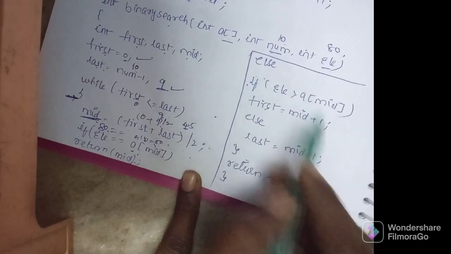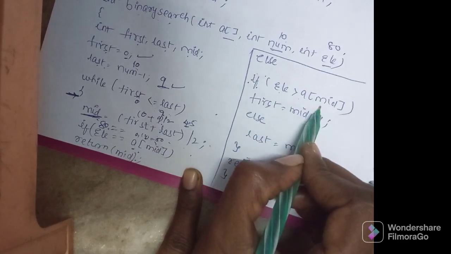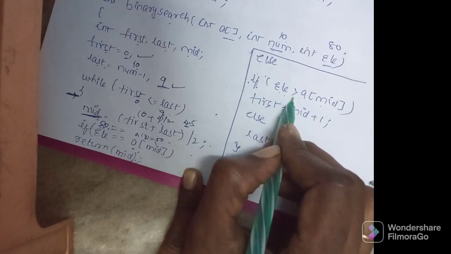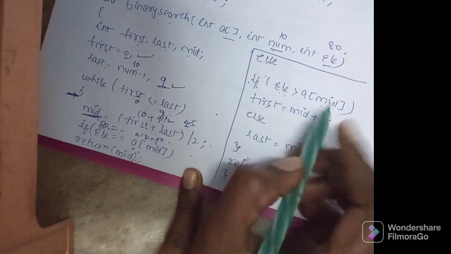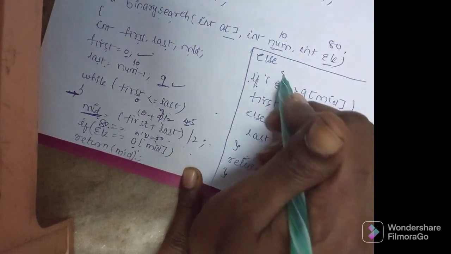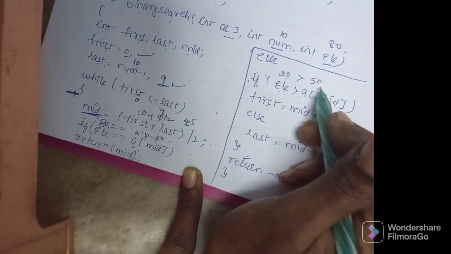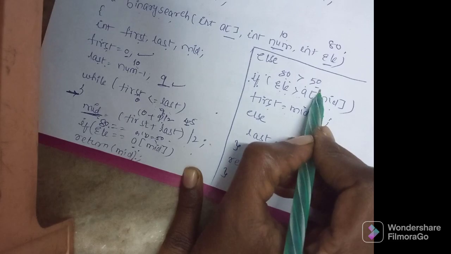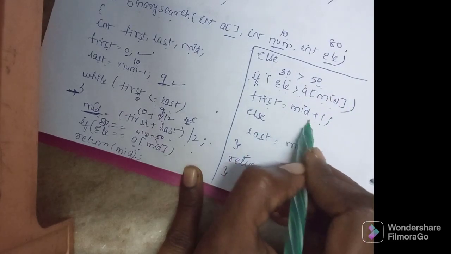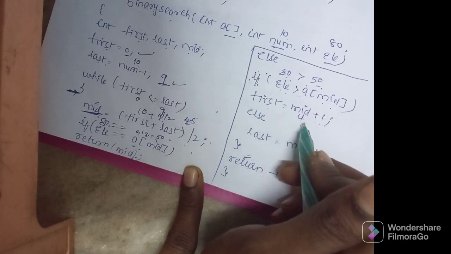In the else part, what are you doing? If the element is greater than the middle element, what are we making? first is equals to mid plus 1. What is our element here? 80. The search element is 80, and a[mid] is 50. 80 is greater than 50. Now first is equals to mid plus 1. What is mid? 4. So first is equals to 4 plus 1.